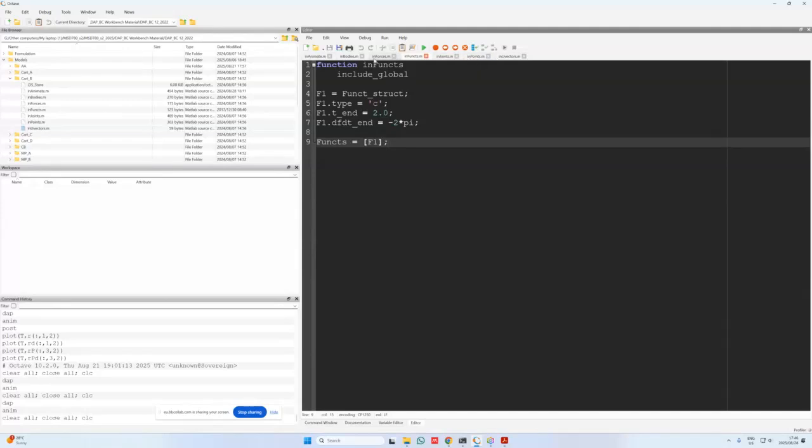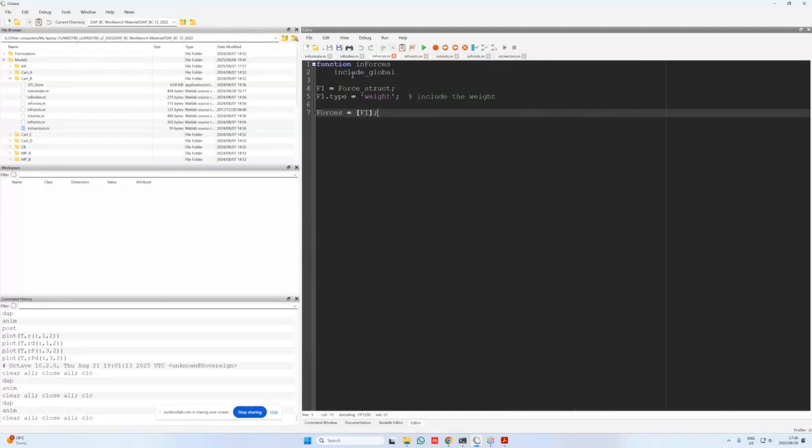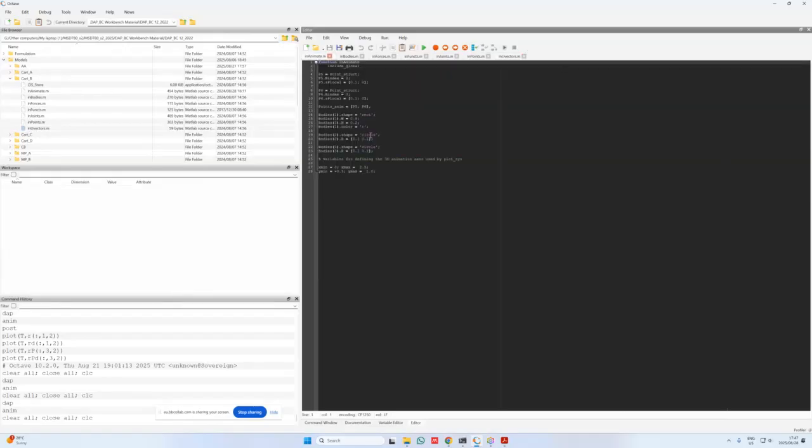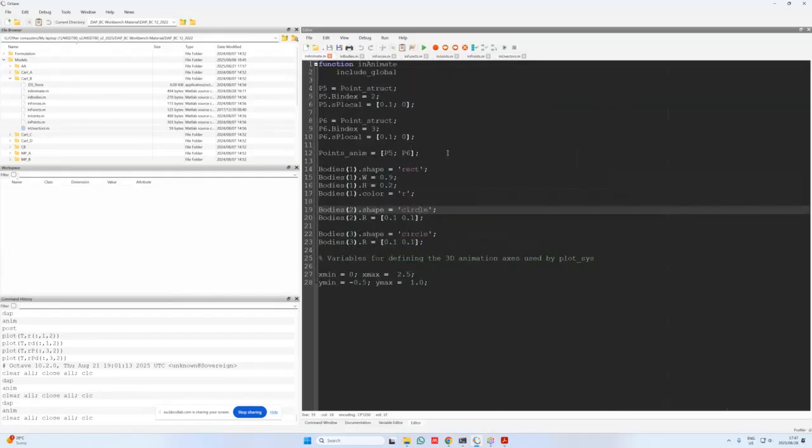And then I also have, I think, in forces is simply the weight acting on the system, the same as for card A. In U vectors is still going to be an open list in this case. We don't have any translational drivers or translational joints on the system, so that's fine. And animate also remains the same as for card A, where we specify our 2 animation points, 5 and 6, and we specify the shapes and colors of the bodies. So the card body and the 2 wheels or discs that we're modeling.